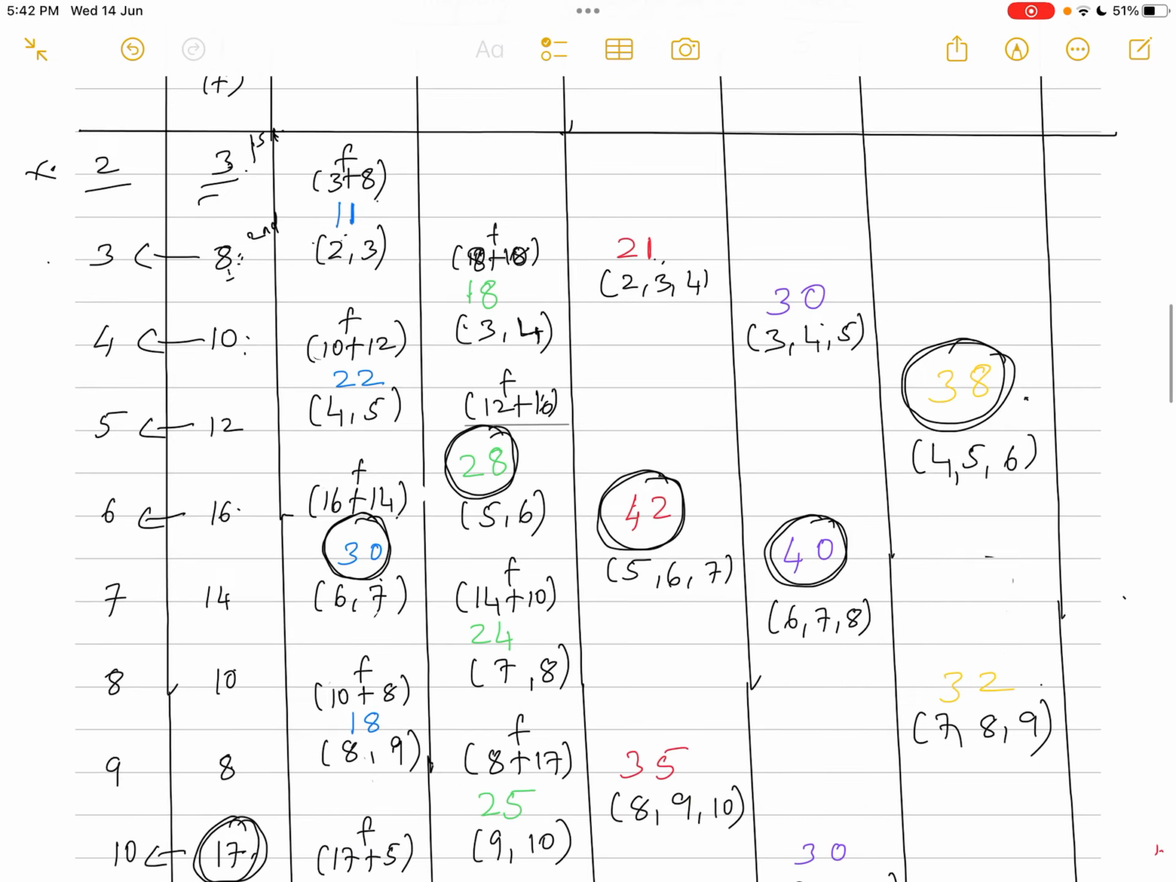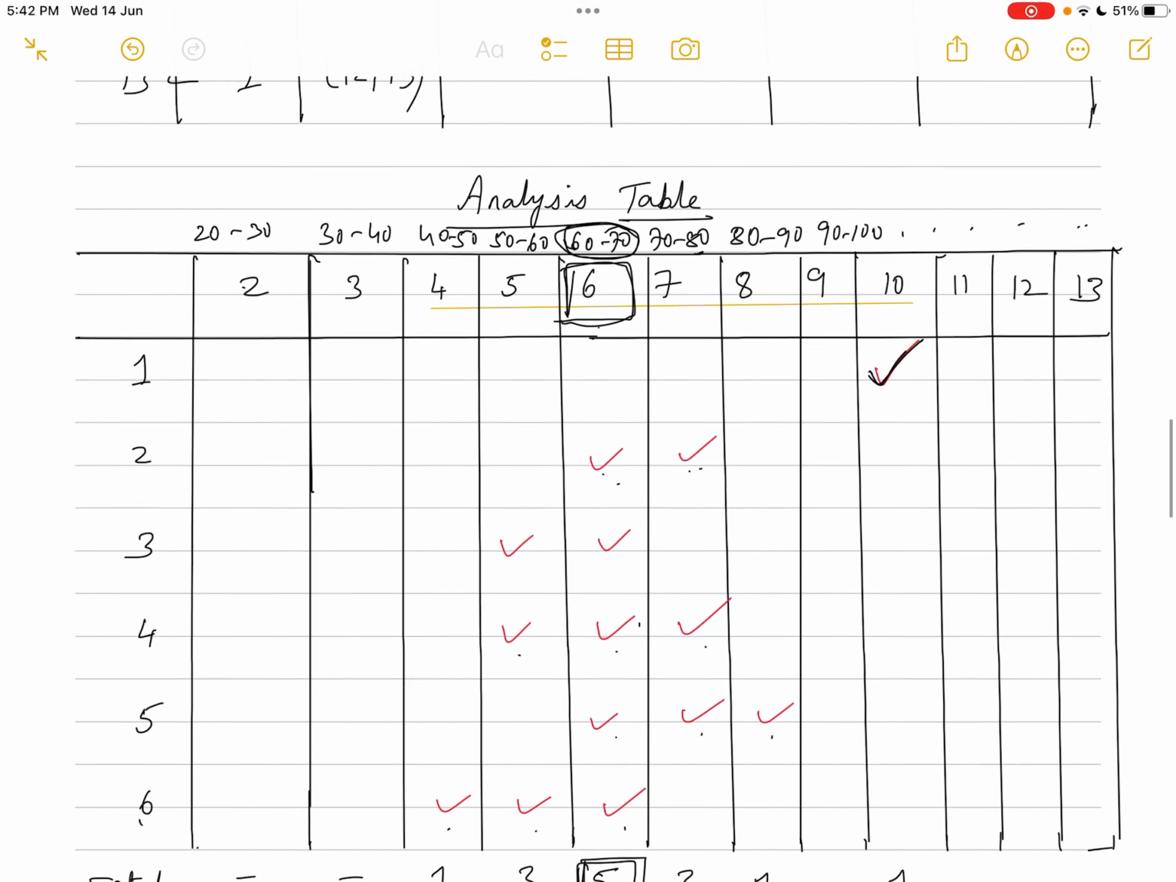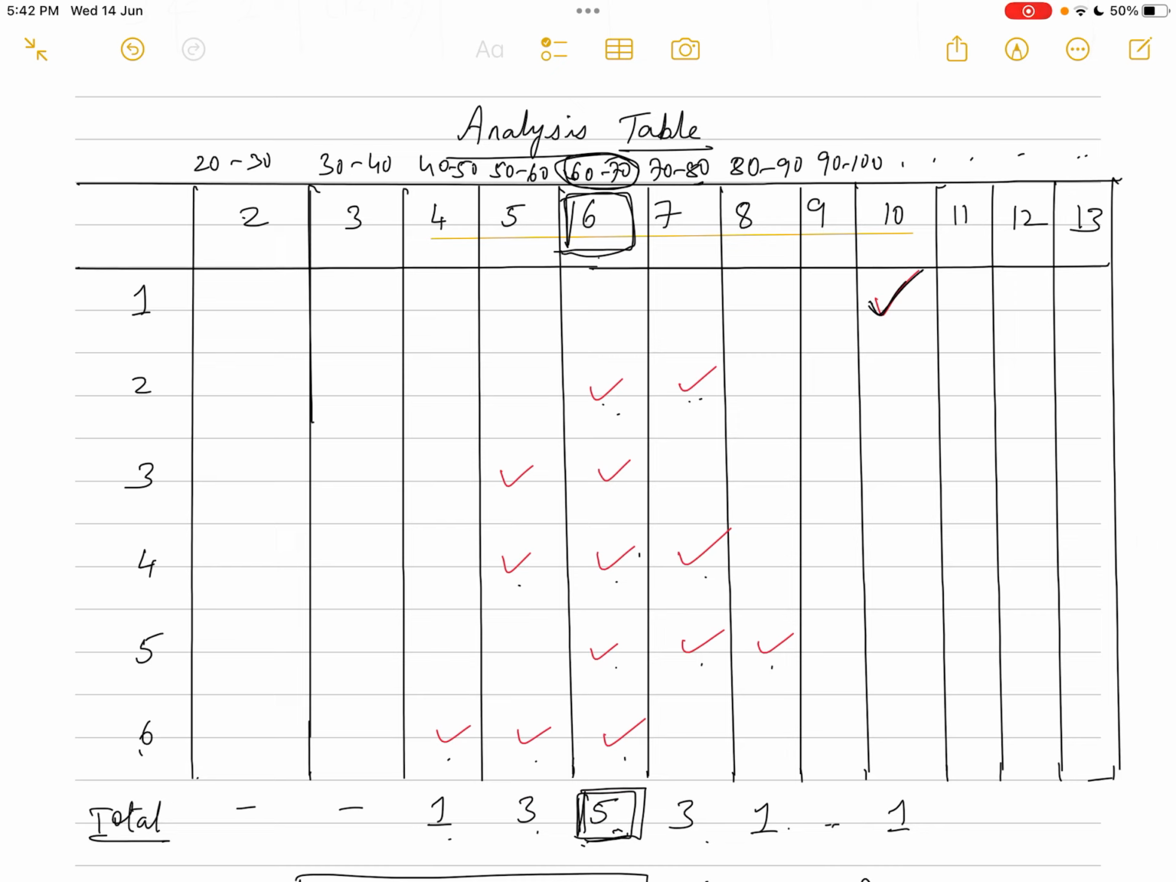This is the group classification table, and based on that you make the analysis table and find the maximum. Wherever the highest frequency is, the corresponding x value will be the mode. So see, this five is not the modal value. The corresponding x value will be the modal value.